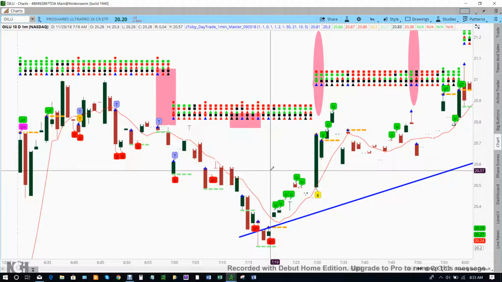Hi guys, new way to interpret my day trading program. I haven't changed my day trading program, but I want to interpret it better. Basically, the whole purpose of this is to look at volume spikes.